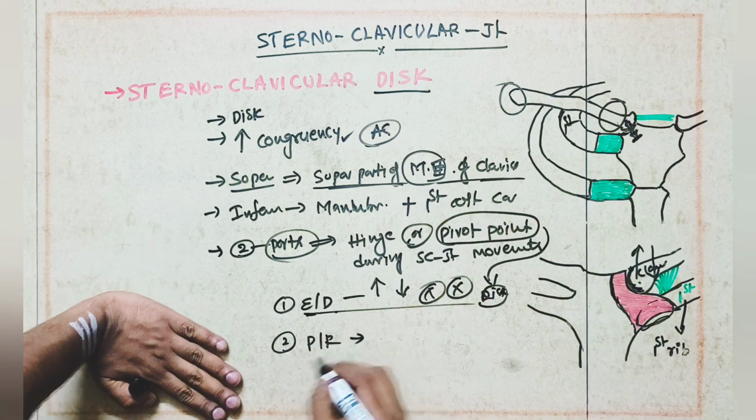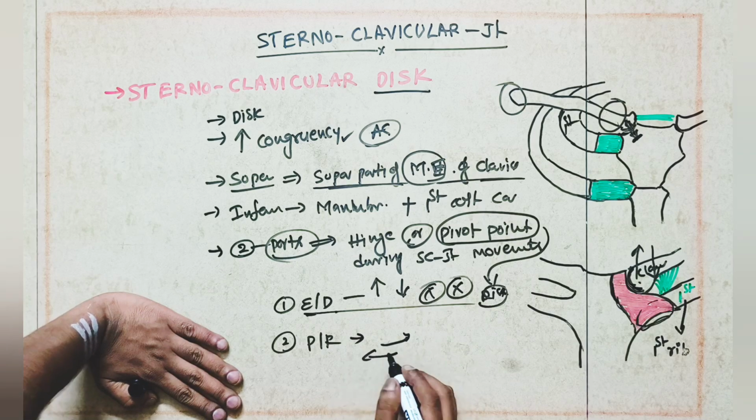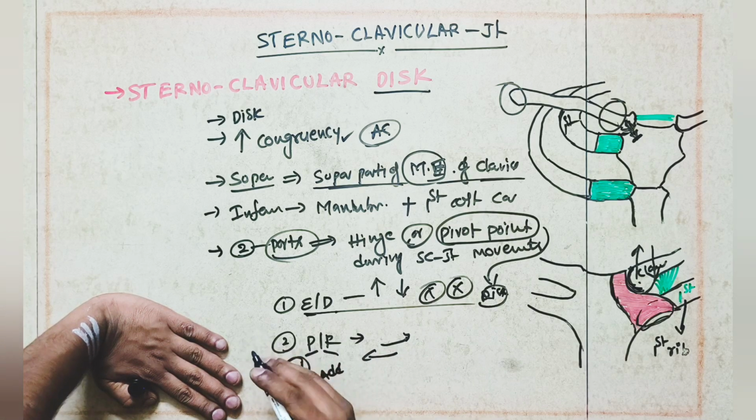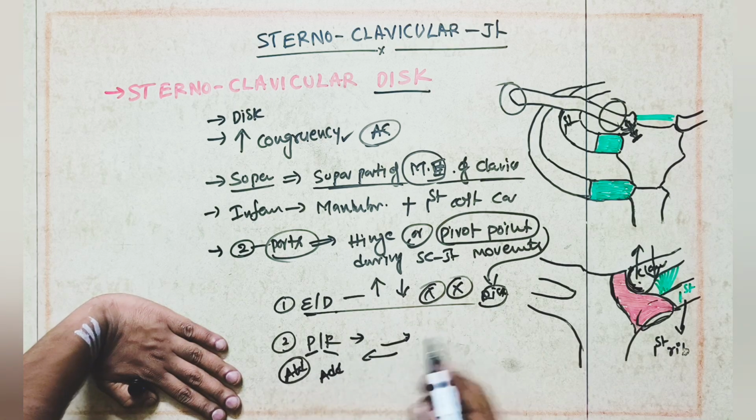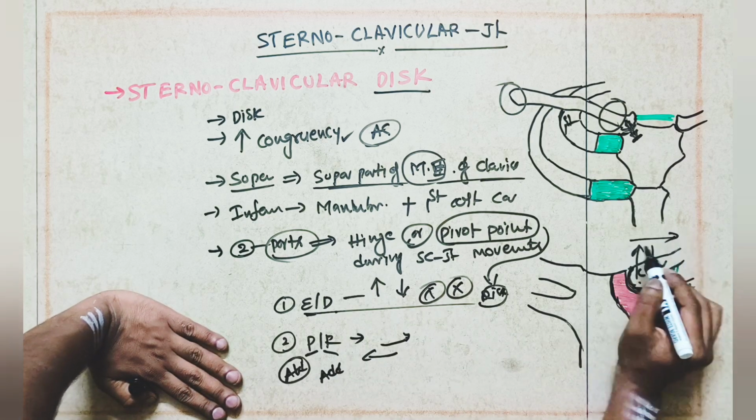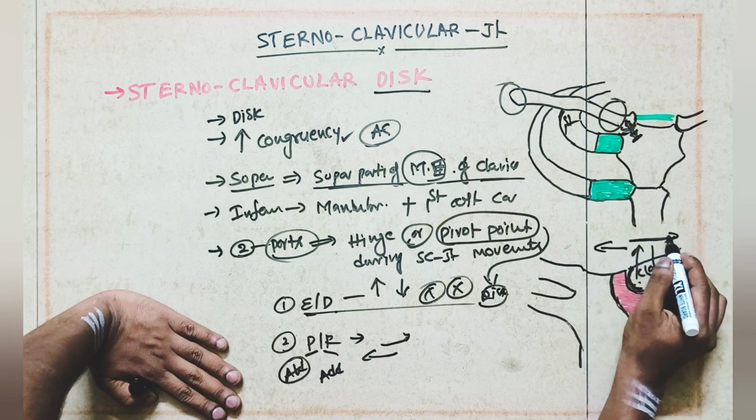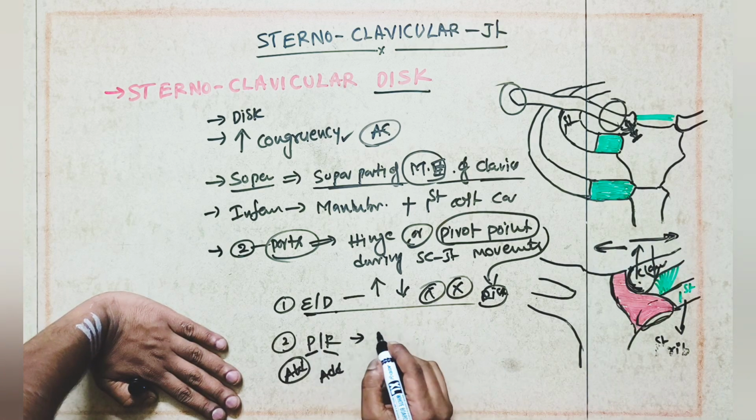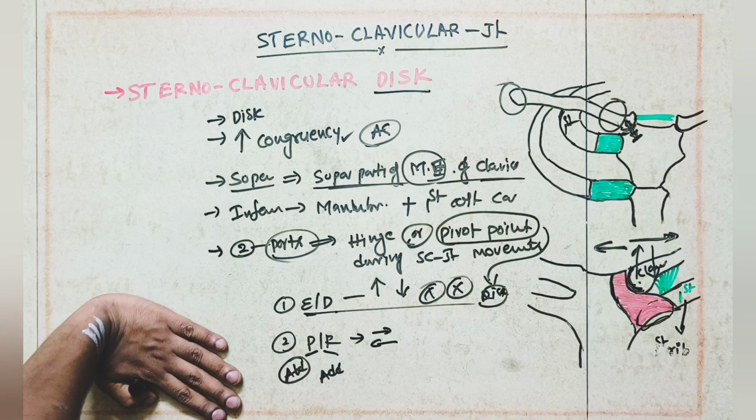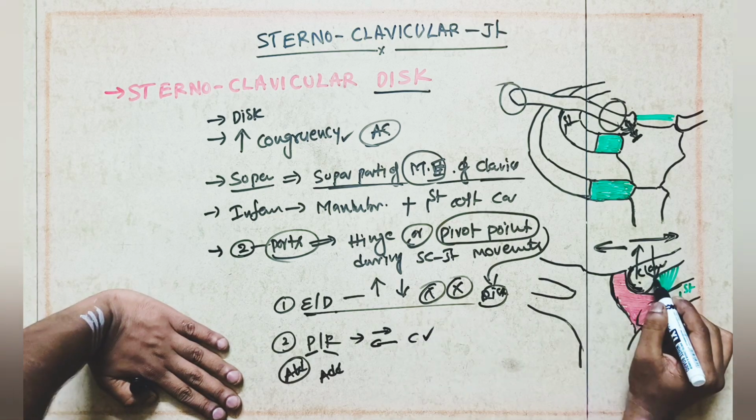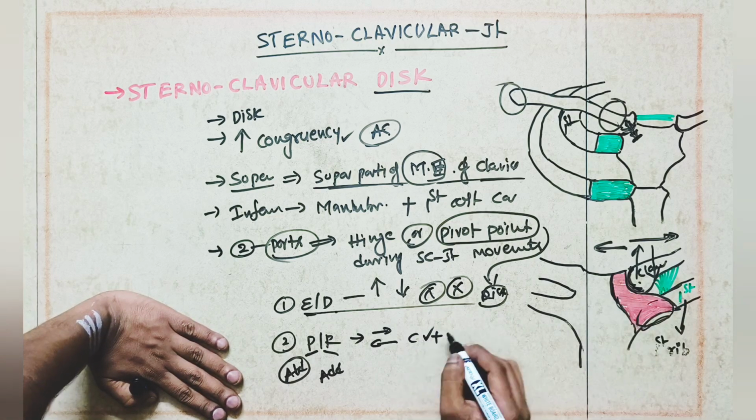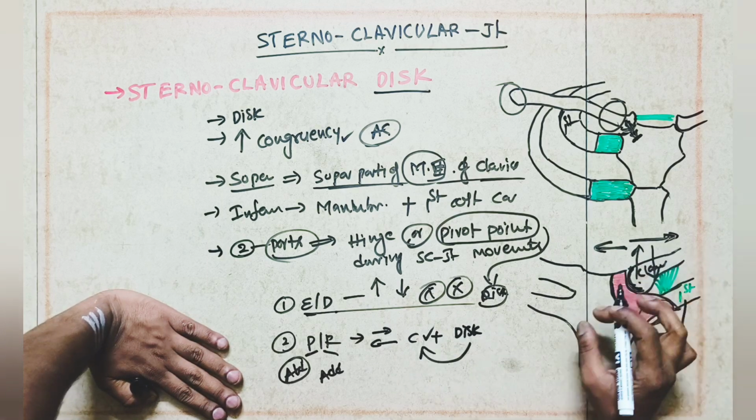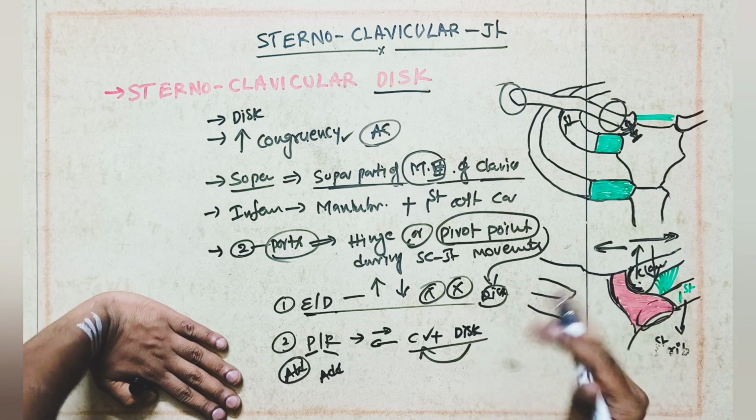Now protraction, retraction. This is protraction, this is retraction. Protraction is nothing but abduction, retraction is nothing but adduction. Abduction is away from the body, adduction is towards the body. If the clavicle is moving like this, protraction means away from the body, retraction means towards the body. In protraction and retraction, the clavicle moves and the disc present here also moves with the clavicle. The disc and clavicle move together, so the manubrium is stable.